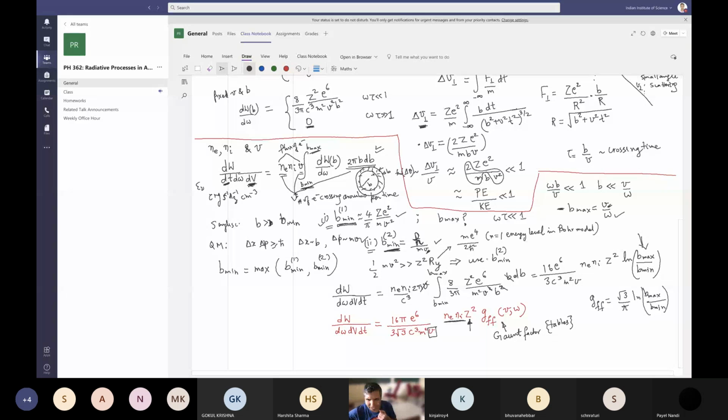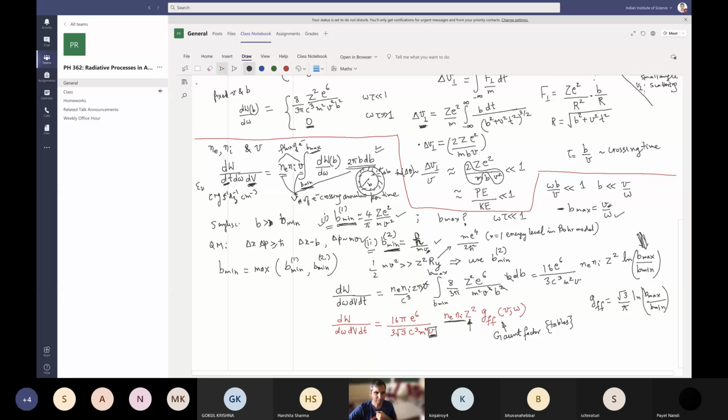Now this is an expression for electrons with a given velocity v. We have integrated over all impact parameters, and what we found is that it really doesn't depend so sensitively on b_max or b_min. And that dependence is absorbed in this Gaunt factor. Okay, so what about instead of a single velocity of electron, we have a Maxwell-Boltzmann distribution of electrons? What in that case?